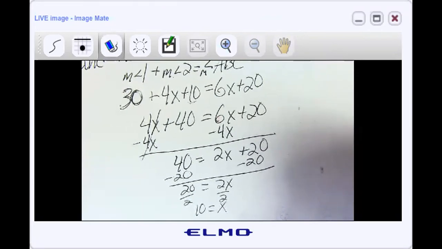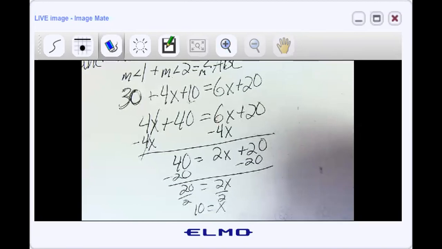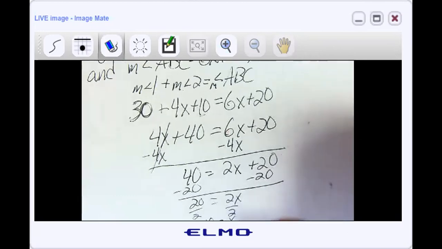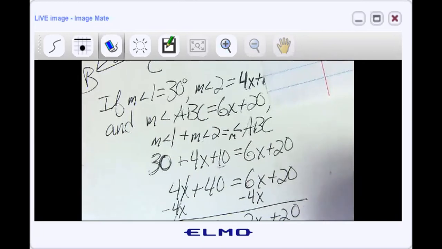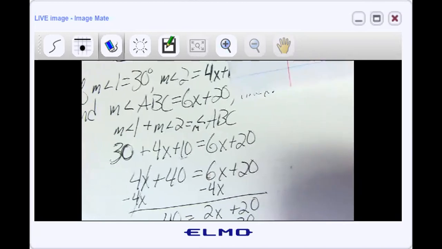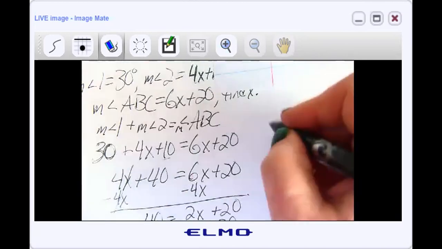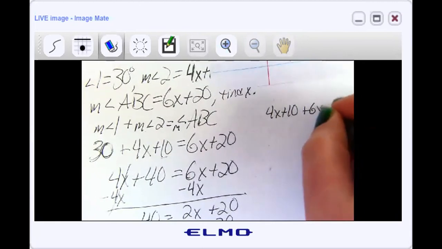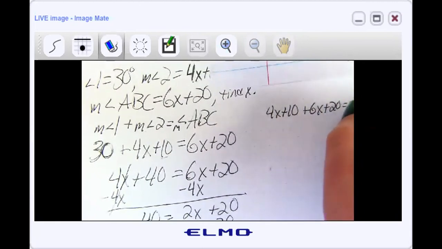I have a question. Yeah, go ahead. Well, it's not really a question, but I didn't put 30. I put the measure of angle 2 and then the measure of ABC. So I think that's where I went wrong, because I got 0 for x. Oh, yeah. So you have to have that 30 for angle 1. Wait, hold on. What was your equation? Tell me the equation. 4x plus 10 plus 6x plus 20. Oh. Yeah, I just never put the 30 in the front.